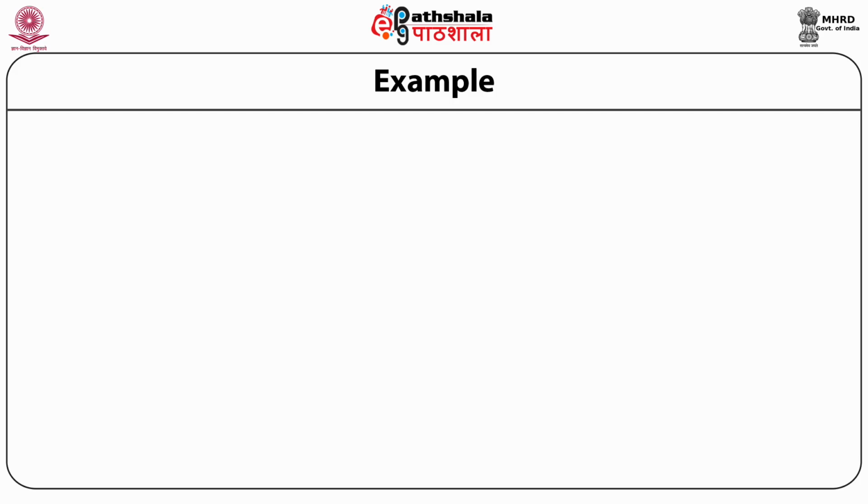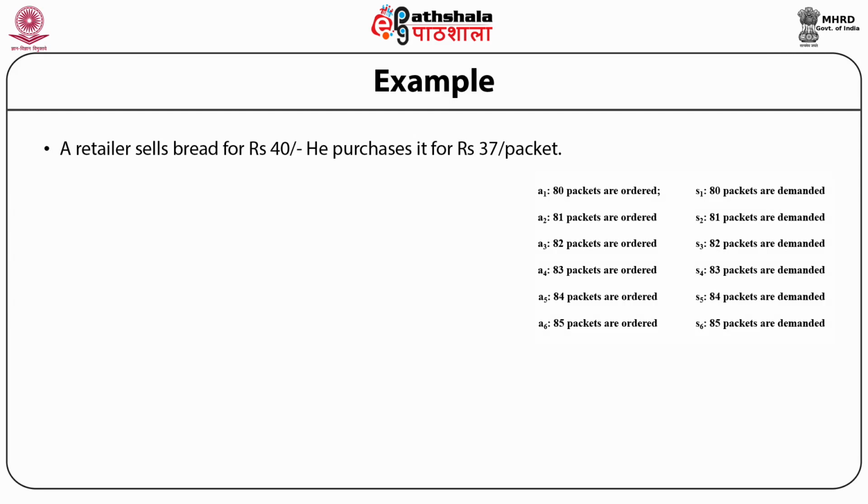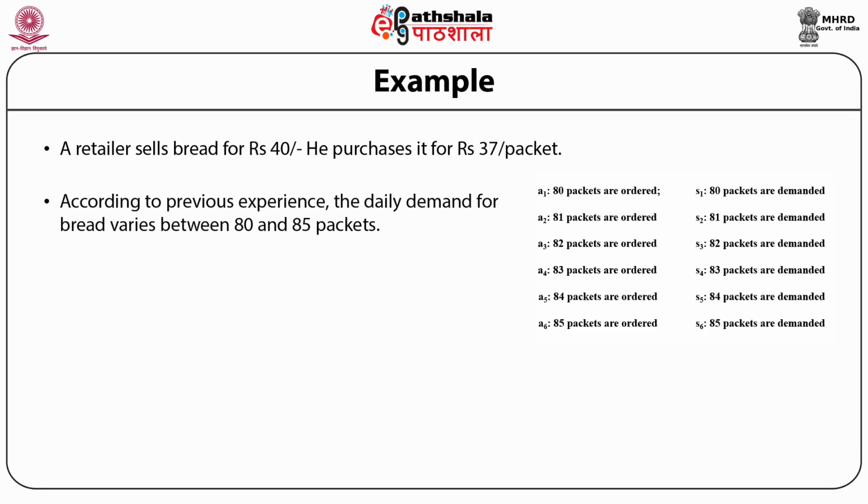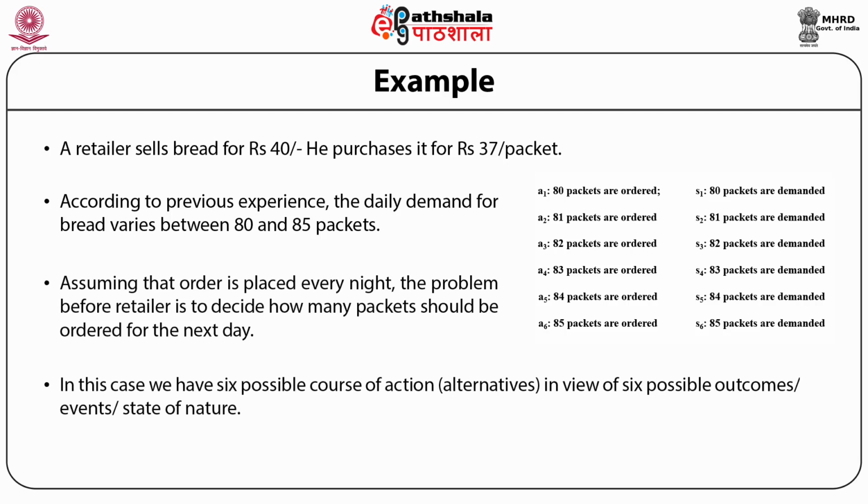Here you can see that a retailer sells bread for rupees 40. He purchases it for rupees 37 per packet. As demand for bread changes every day, the packets unsold at the end of day becomes useless and can be disposed of for rupees 30 per packet. According to previous experience, the daily demand for bread varies between 80 and 85 packets. Assuming that order is placed every night by the seller, and the problem before retailer is to decide how many packets should be ordered for the next day.